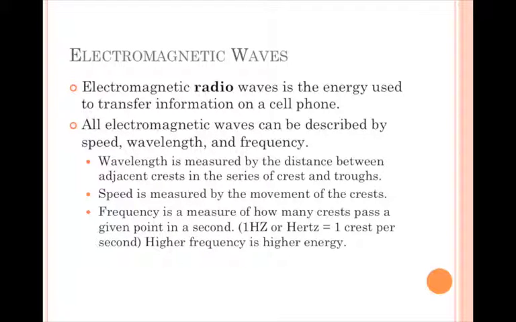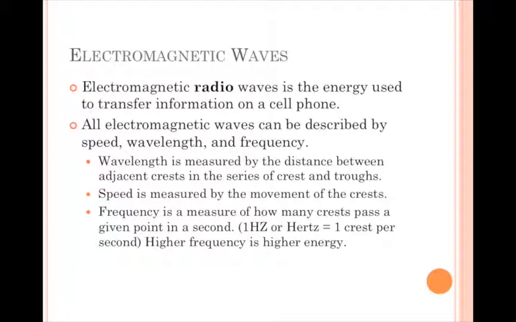Now, electromagnetic radio waves were also discovered as a result of Maxwell's work, and some research had been done before, but he unified this again with the electrical current and the magnetic fields. All electromagnetic waves can be described by speed, wavelength, and frequency. And these are the measurements used in the equations with electromagnetic waves. Also, when you hear about radio waves, they're also measured by speed, wavelength, and frequency.